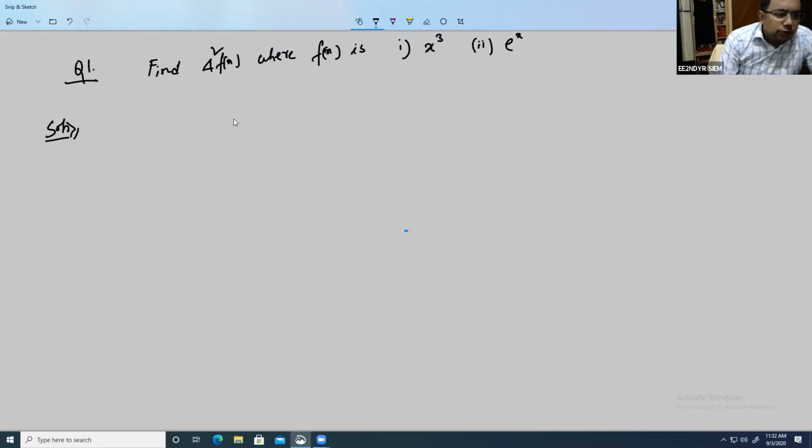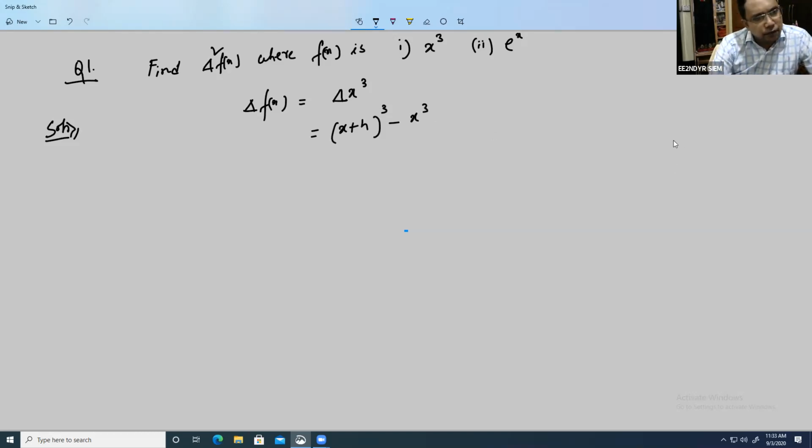So del f of x, this is your f of x, so I am writing del f of x. What is your f of x? It equals x cube. Now what is the meaning of del? x becomes x plus h, so definitely it will be x plus h whole cube minus x cube. Any question? Del f of x equals f of x plus h minus f of x. So what is your f of x? f of x equals x cube, so definitely it will be x plus h whole cube. Any question?